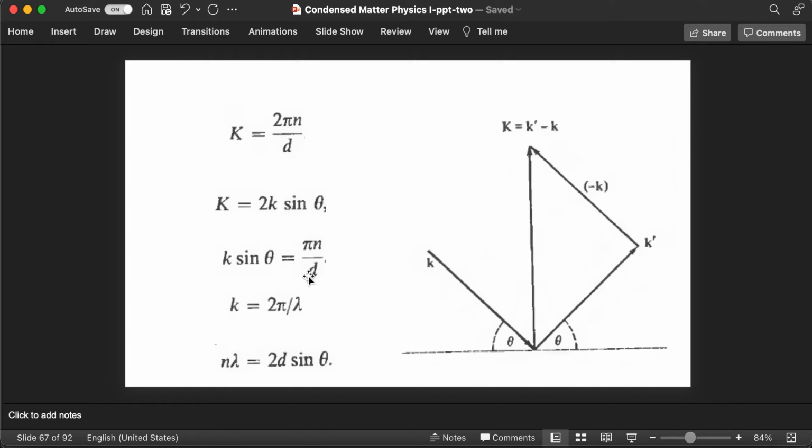So from this picture you can write capital K is just 2k sine theta, and I can rewrite that, and that would immediately give me Bragg's law. So that's the equivalence between the von Laue formalism and Bragg's formalism. In the von Laue formalism, you are only considering scattering from specific Bravais lattice points. In Bragg's formalism, you consider scattering from a lattice plane, but they are both identical.